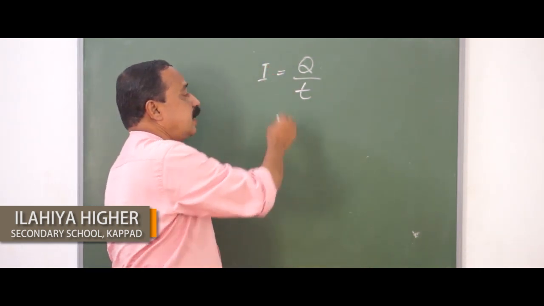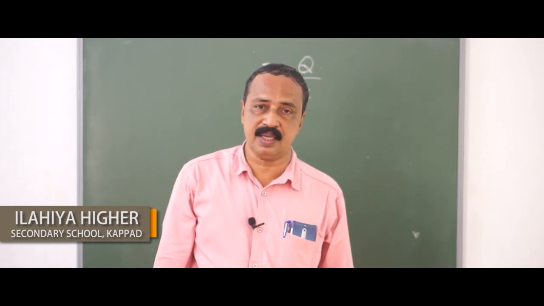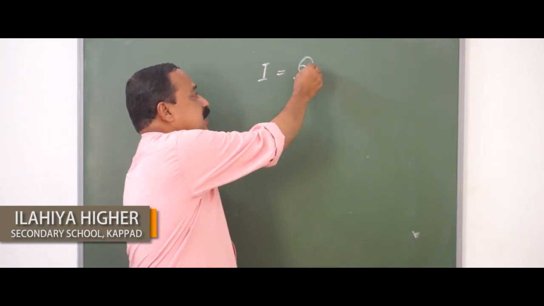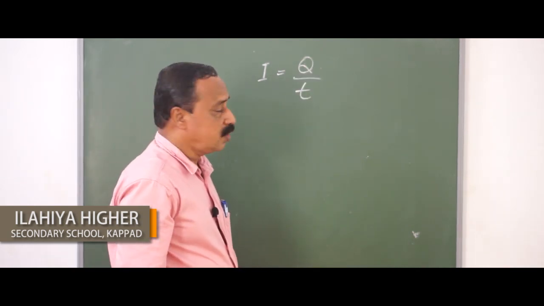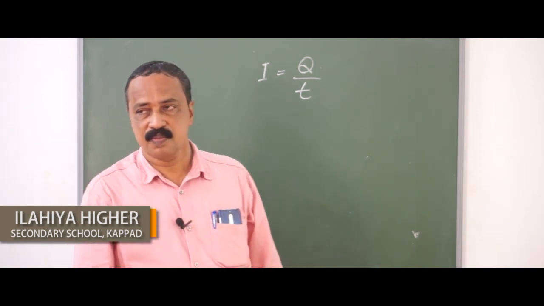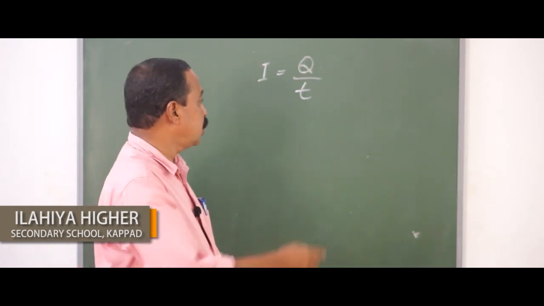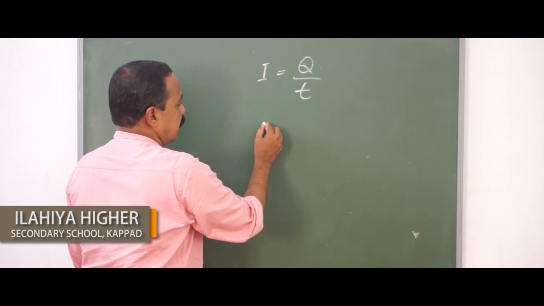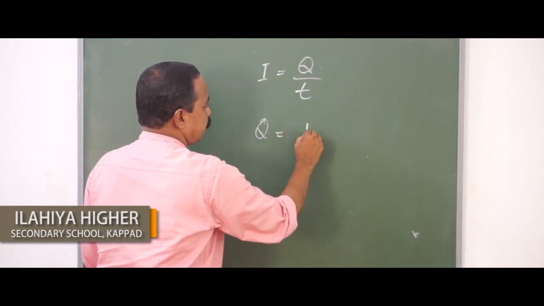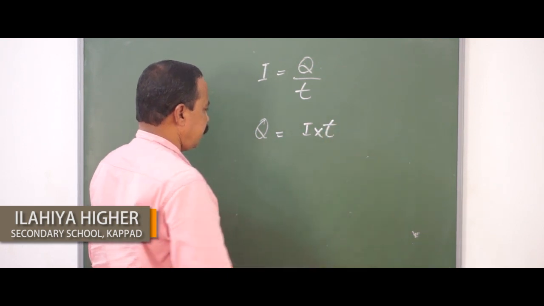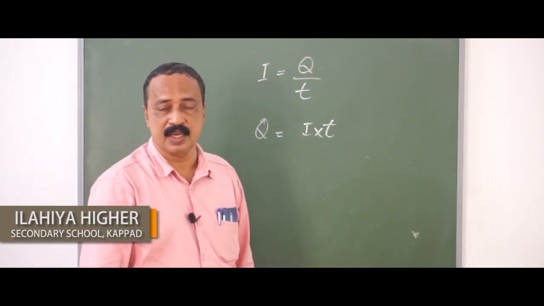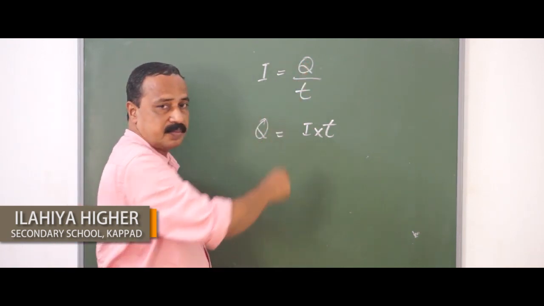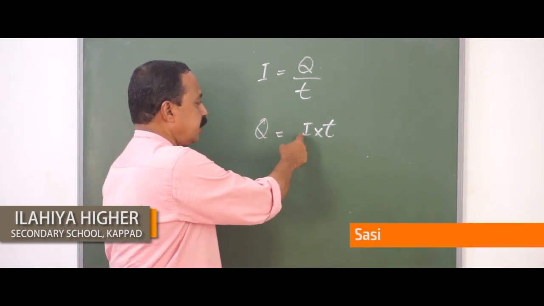What is the unit of current? I means the intensity of electric current. The unit of current is ampere. Here Q represents charge. The unit of charge is coulomb. And the unit of time is second. Cross multiply, you get Q equals I into T. I is equal to Q by T, current is equal to charge by time. So Q equals I into T.